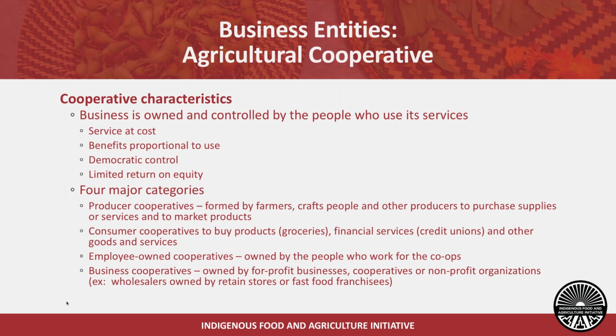You have consumer cooperatives to buy products like groceries, financial services, think of credit unions, and other goods and services; employee-owned cooperatives, who are owned by the people who work there; and business cooperatives, which are owned by for-profit businesses, cooperatives, or other nonprofit organizations. An example would be wholesalers owned by retail stores or fast food franchises. So kind of a broad scope there, but these largely follow that same model of being member focused and benefiting the people who use them.